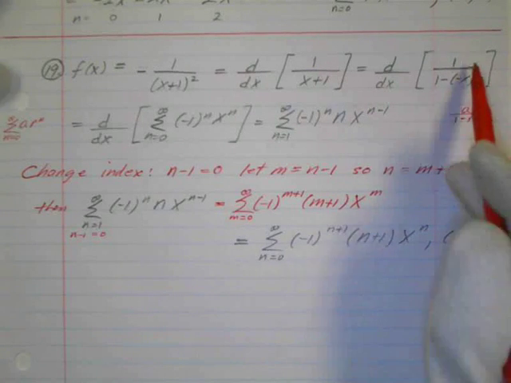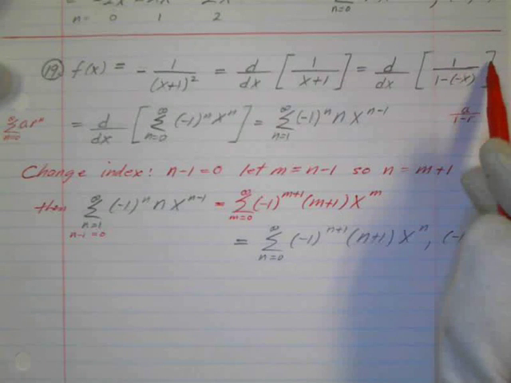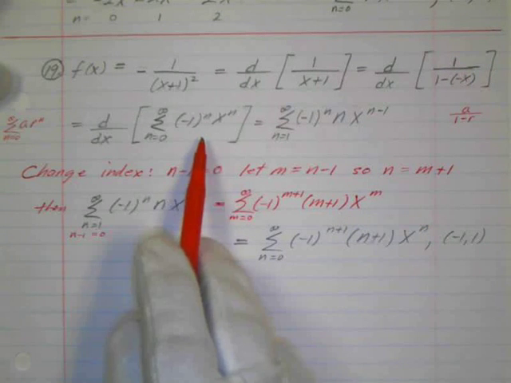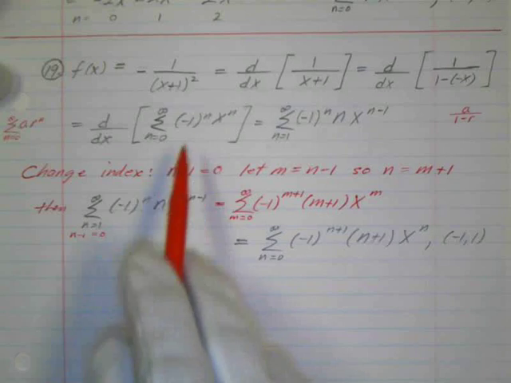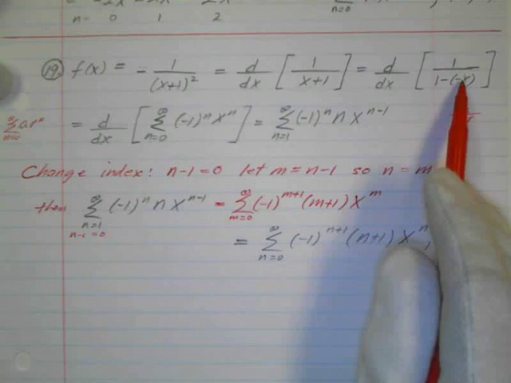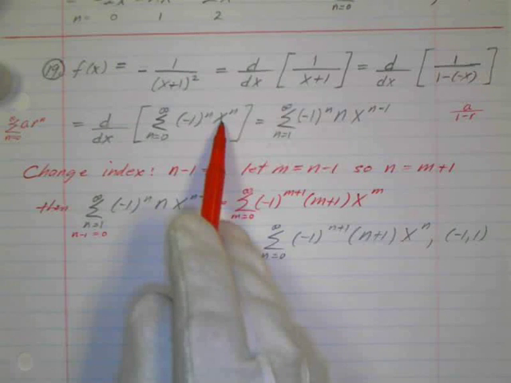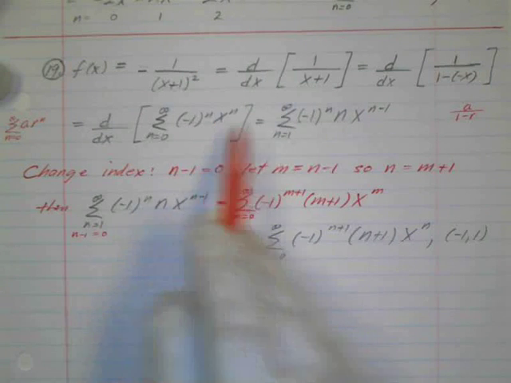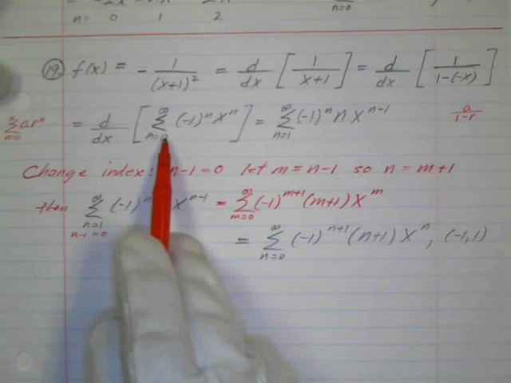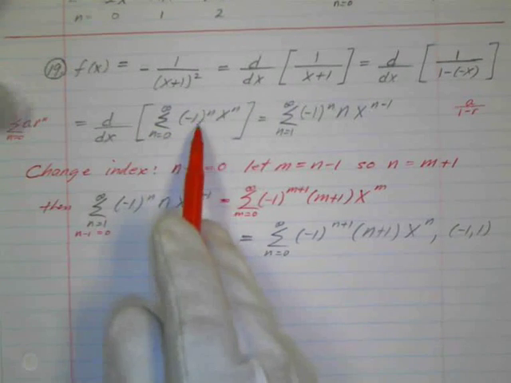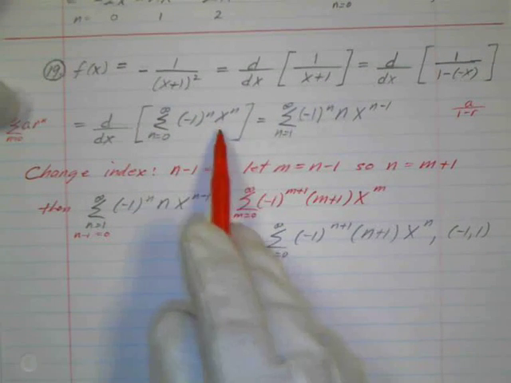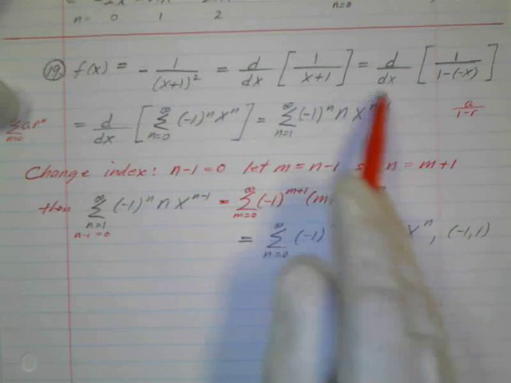So if I expand this function out, I know this function will be this geometric series, where r is negative x, or negative 1 to the n, x to the n. So I'm just going to write this series as this, and then I'll take the derivative of it. So the negative 1 is not going to be affected, but this is going to be n times x to the n minus 1. So there's your series.